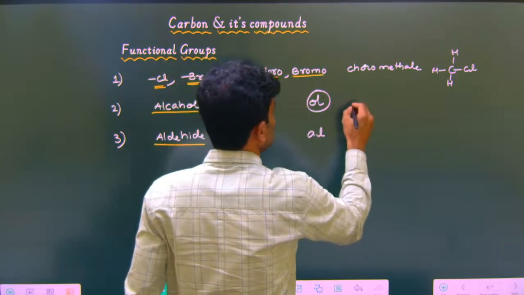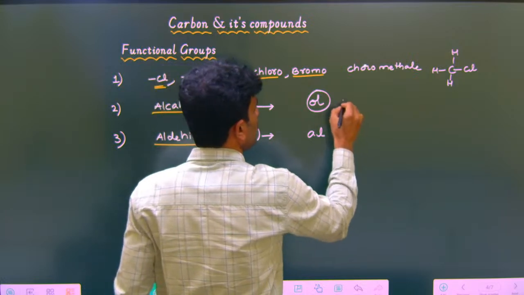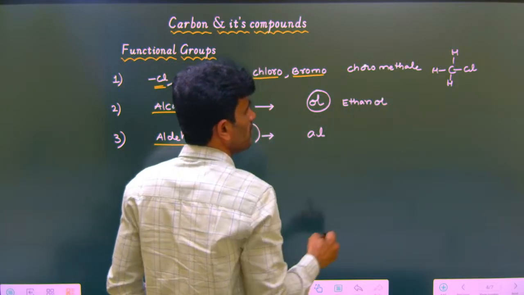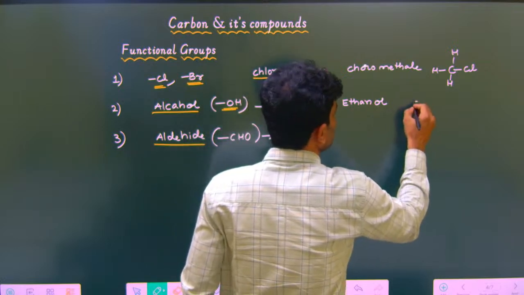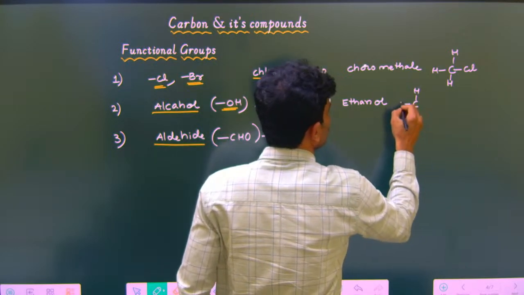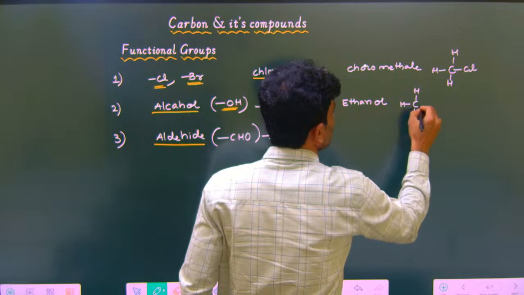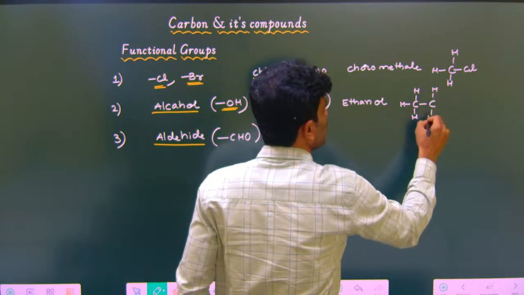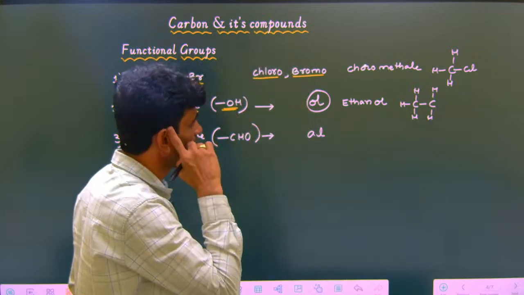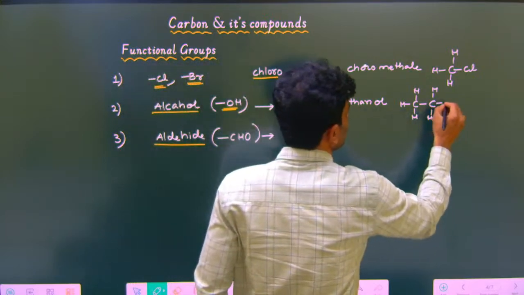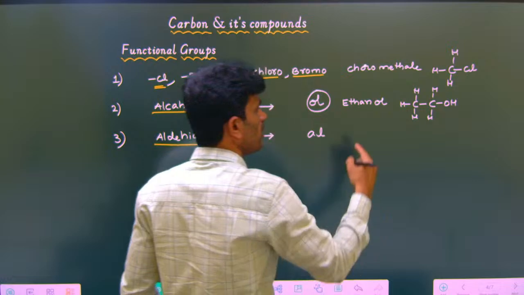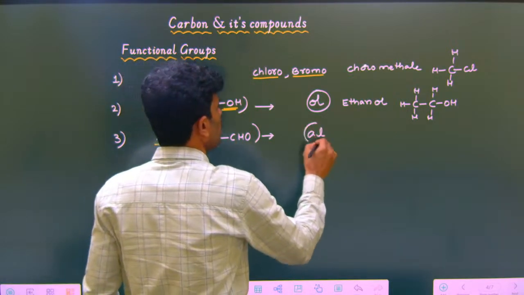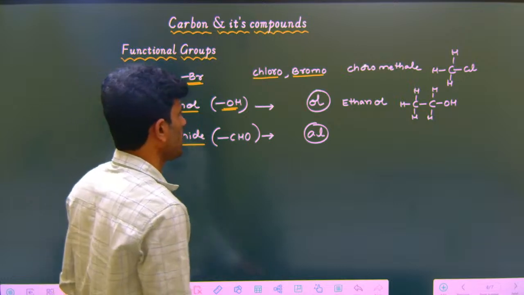Then here ethanol. Let us draw ethanol. The name will be there like this, ethanol. Then how will the ethanol structure be? You need to know the ethane structure to draw the ethanol structure. Two carbons will be there. So this is one hydrogen, this is one hydrogen. One more hydrogen should be there. In that hydrogen, instead of hydrogen, we'll write OH. So this is what? Ethanol structure.